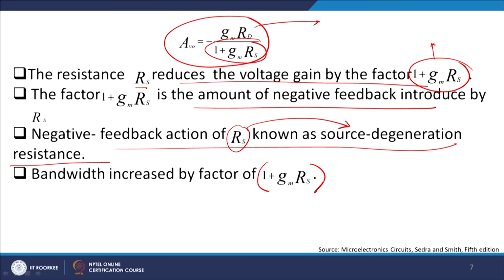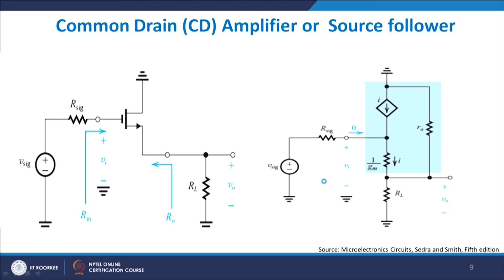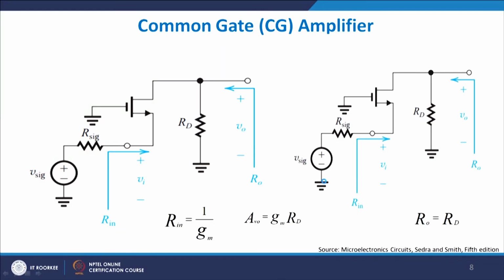So, this is what we get from common source with source degeneration resistance. Now, let me come to the common gate configuration, and the common gate configuration is again as I discussed with you, the gate will be actually grounded. So, it is also known as gate grounded configuration, right. So, I have a gate grounded configuration.